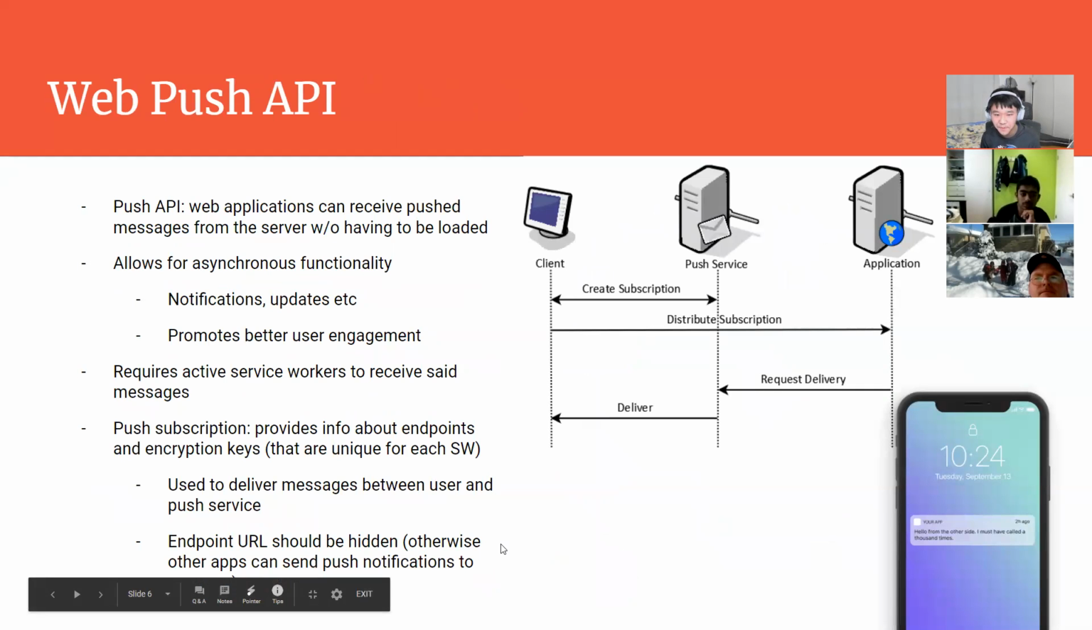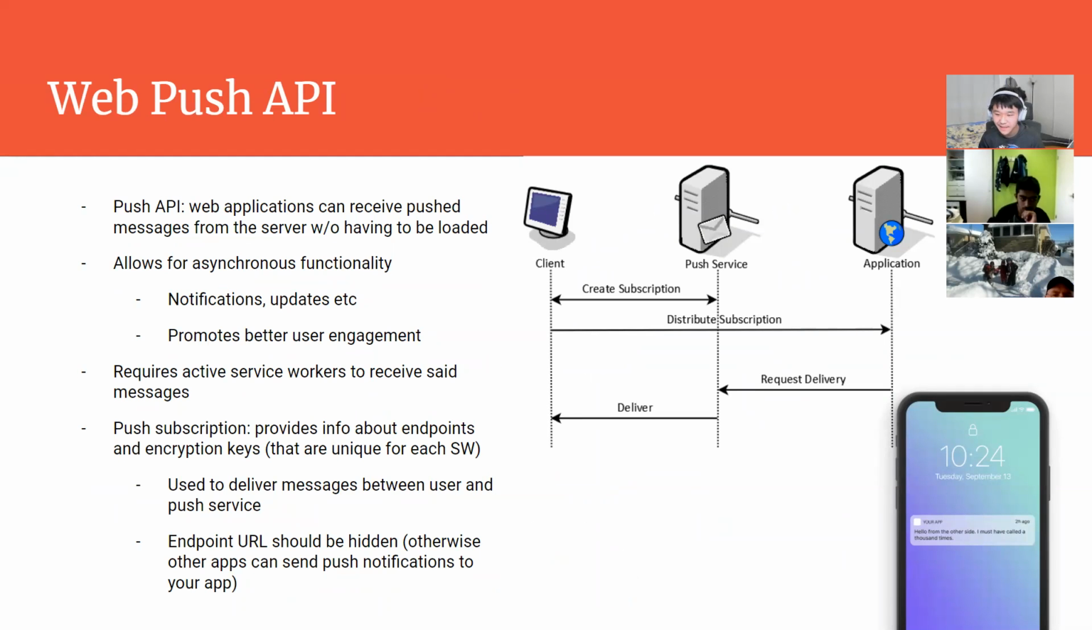Right, and the web push API is basically the notification system for web apps, and it allows you to send notifications to users even when they don't have the app open. As long as they're subscribed to your notification service, you can send pretty much anything almost as frequently as we want. And the only thing it requires is an active service worker and some like 10 lines of code.